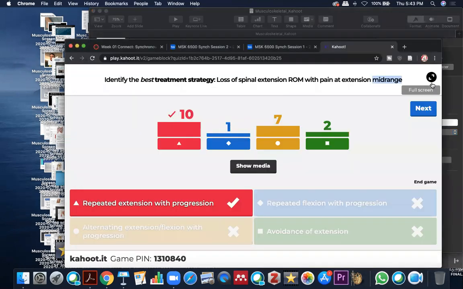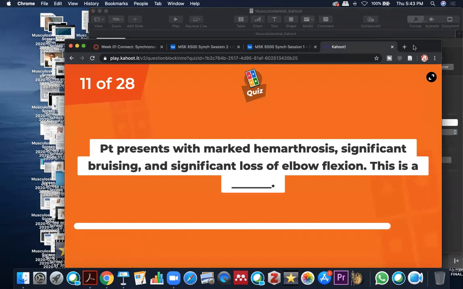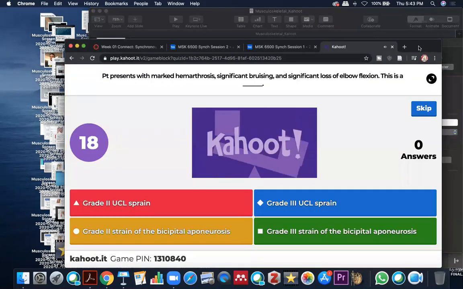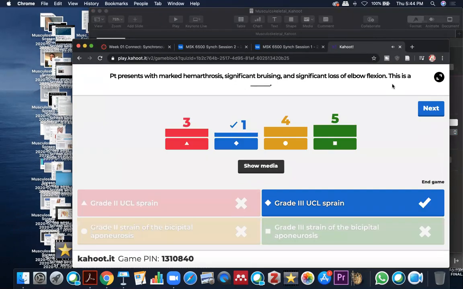Okay, let's go on to the next one and see what more we can get done here. Patient presents with marked hemarthrosis, significant bruising, and significant loss of elbow flexion. This is a what? You don't need to know anything about the structure itself. Let's see, so this one is a sprain.